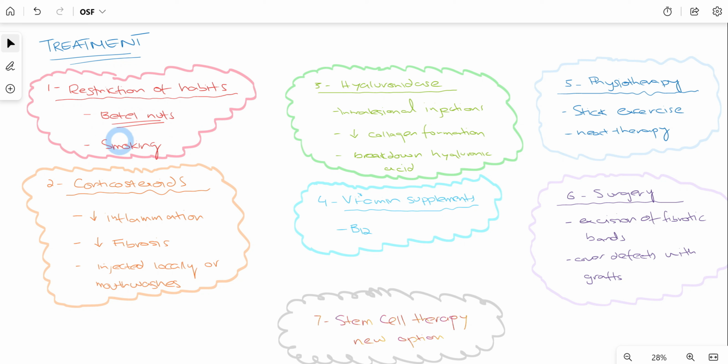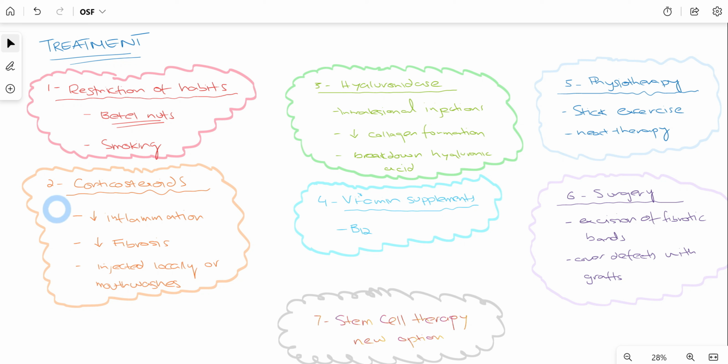Firstly and most importantly, restriction of habits like consumption of betel nuts has to be stopped, because if this is not stopped, none of the treatment will work on the patient. We have to restrict betel nuts because that is the main culprit of causing OSF. Smoking should also be restricted, or it will be preferable if there is complete cessation.